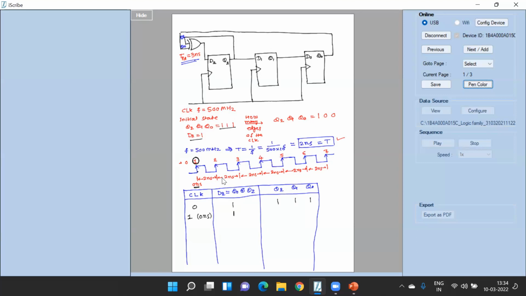D2 equals 1, which was already there. And this would be passed to Q2 as per the excitation table of D flip-flop, correct? And Q2 will be shifted to Q1 and Q1 will be shifted to Q0, correct? So far so good. So now you can see I got my state at 0 nanoseconds.